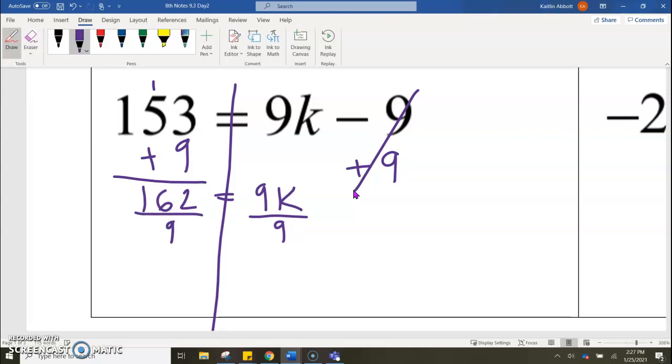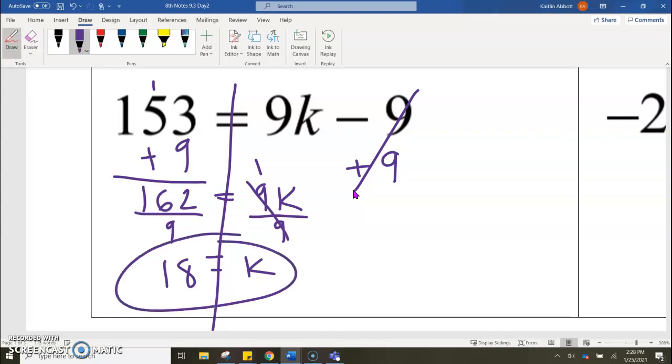Okay, so now when you do 9 divided by 9, that gets you 1. All right, 9 divided by 9 gets us 1, and we are just left with k. And then we have to do 162 divided by 9 gets us a nice, perfect 18. If you didn't know that off the top of your head, you could type it in the calculator, or you could have done long division on the side. But this is our final answer, 18 equals k.